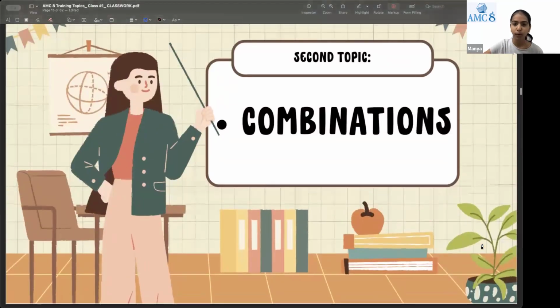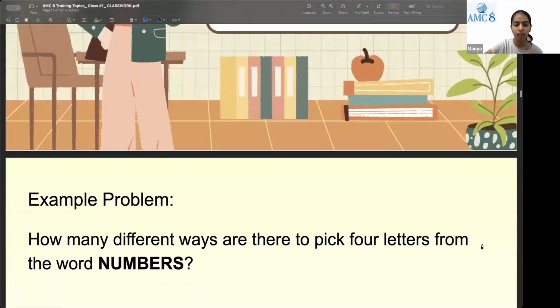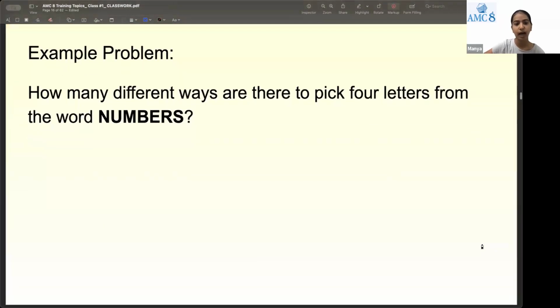Well, that would be in permutations, but if it would be combinations, we can write this number as how many different.